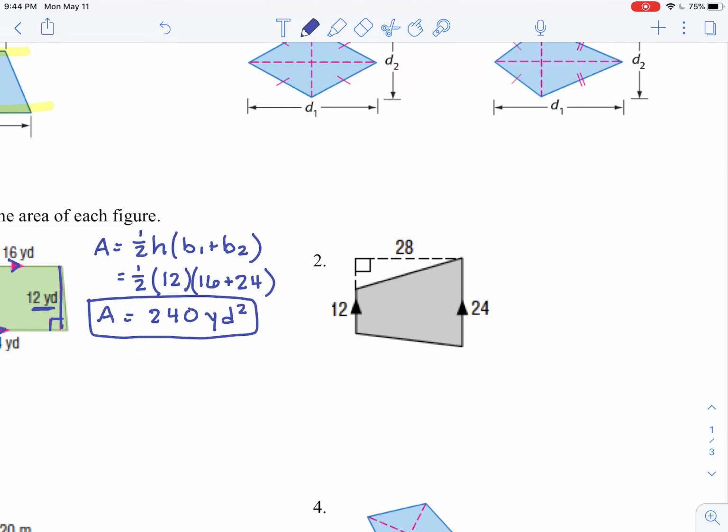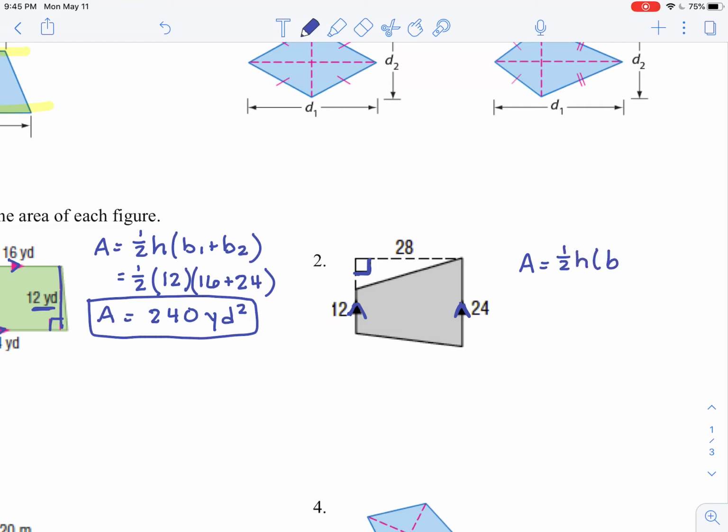In the second picture, the trapezoid we're finding the area of is the shaded portion of the picture. They have the dotted lines in order to show us the height. So in this picture, our two bases happen to be the left and the right sides, the two parallel sides. And then our height, perpendicular to that, is this 28.